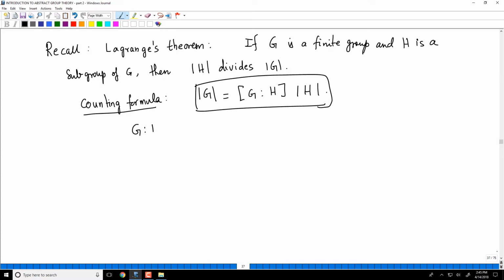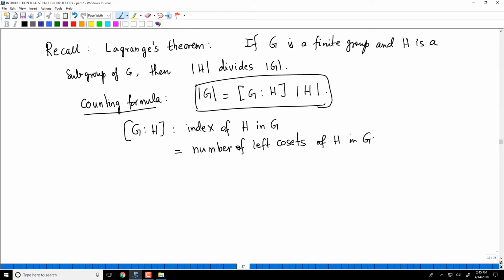Remember, the symbol G colon H stands for the index of H in G, which is the number of left cosets of H in G. So the ratio of the order of the group divided by the order of H is precisely the number of left cosets. This is a very important formula, and Lagrange's theorem is a very important theorem. And in order to explain how we use this, let me do two problems in this video. So I want to illustrate the use of these results.